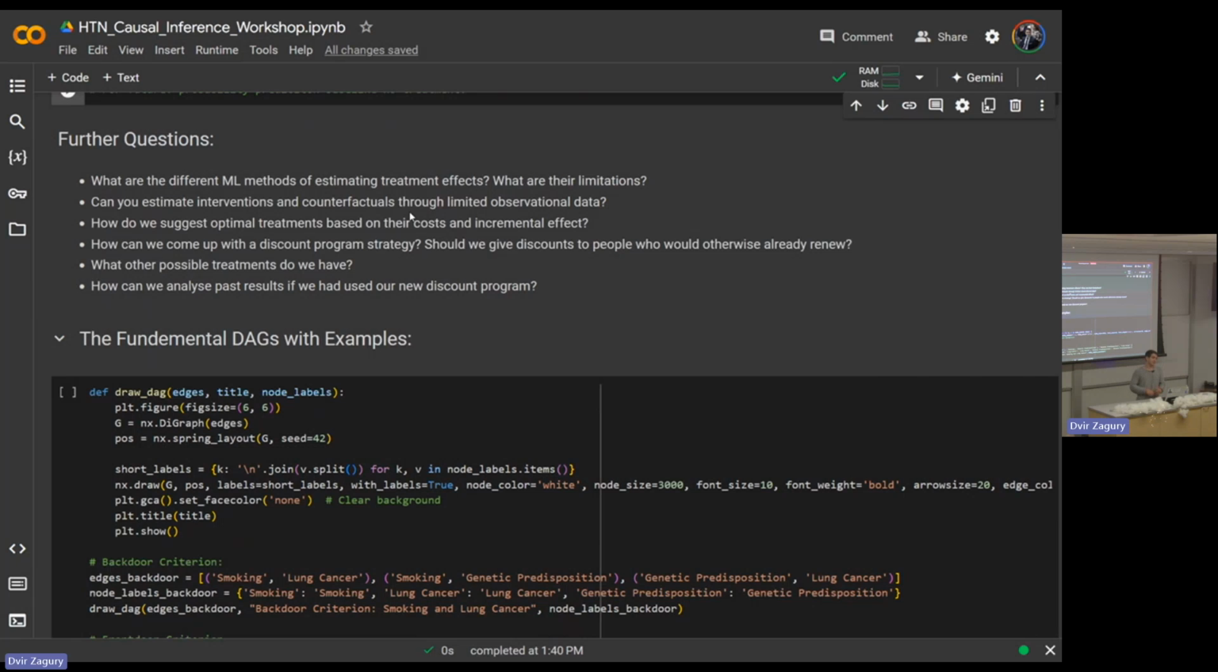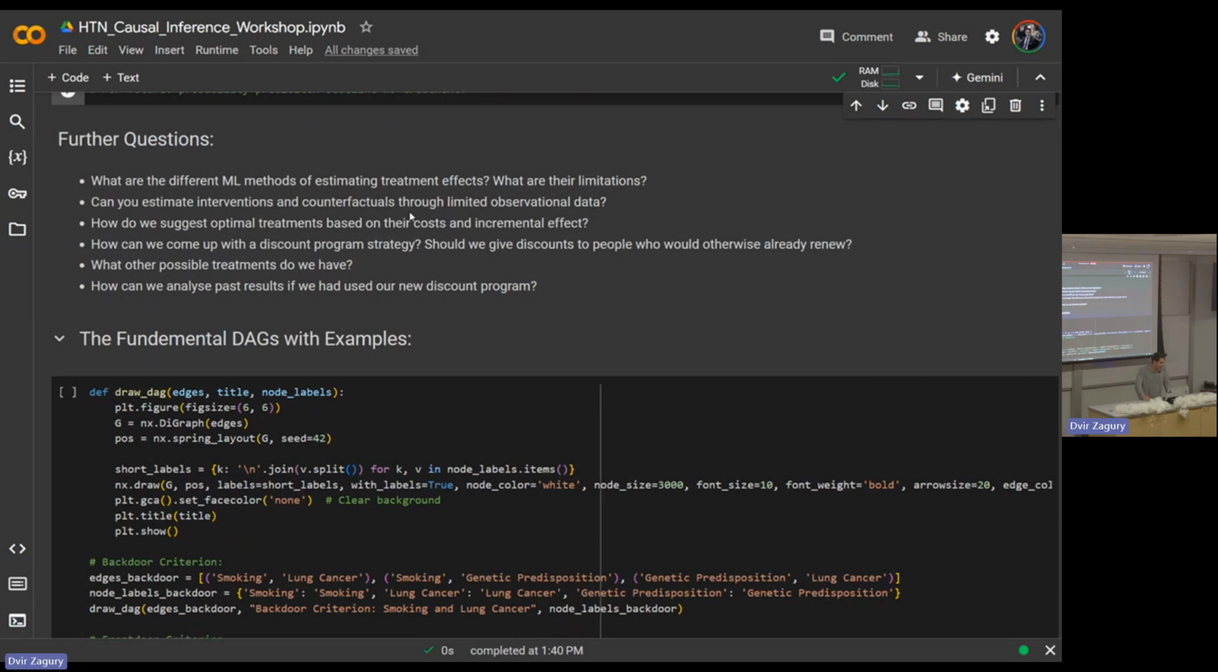So our data is not infinite. What are the uncertainty quantifications behind these sorts of things? How do we suggest optimal treatments? We do want to keep in mind the cost, the potential savings, and the incremental effect. We want to keep that all in mind when we want to figure out our next best steps forward.